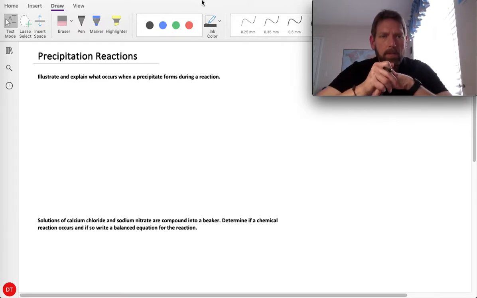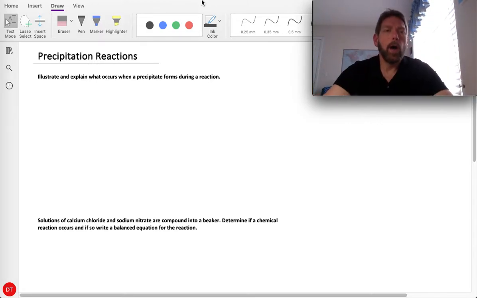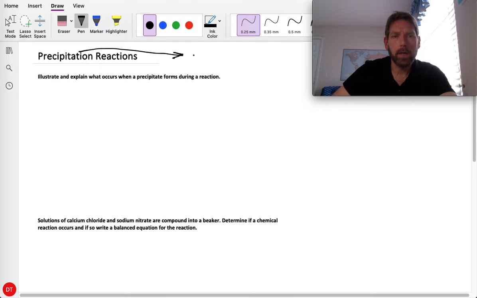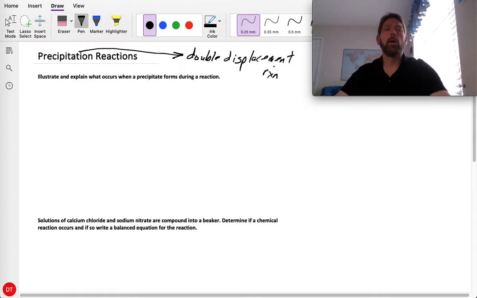All right, let's take a look at precipitation reactions. They're not necessarily a class of reactions, but they're referred to as precipitation reactions. You'll commonly see these as a double displacement or double replacement reaction. RXN is just an abbreviation for reaction.